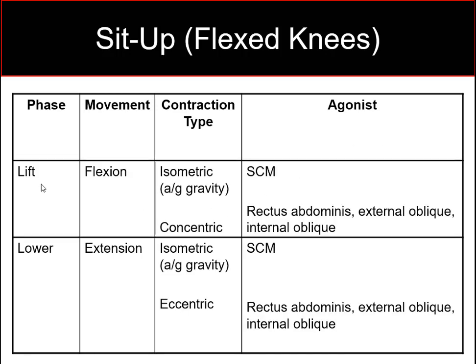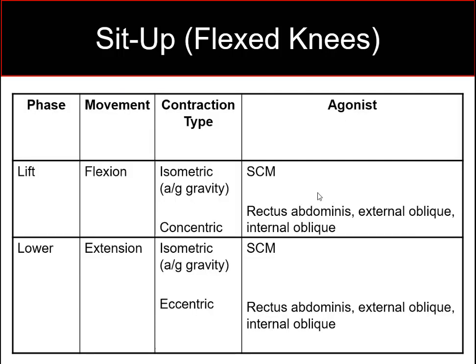So on the way up, on the lift phase, it's flexion, that's concentric, and it's going to be all the abdominal musculature. And then don't forget the head, right? The neck is coming up into flexion as well. Gravity's trying to pull that head back into extension, so you need the SCM, the anterior musculature, to hold that. And again, it's the same muscles on the way down. It's rectus abdominis, it's just working now eccentrically.